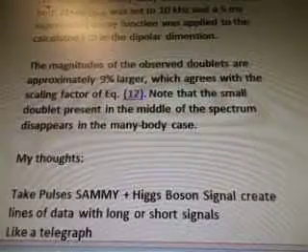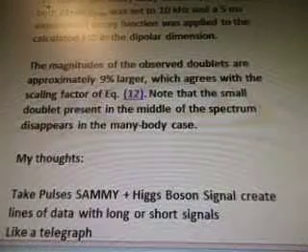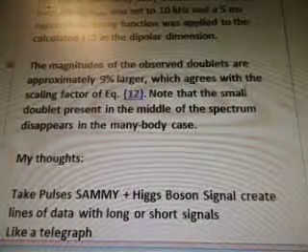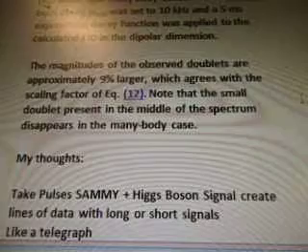Okay, so the magnitudes of the observed doublets are approximately 9% larger, which agrees with the scaling factor of EQ12. Note that the small doublet present in the middle of the spectrum disappears in the many-body case.